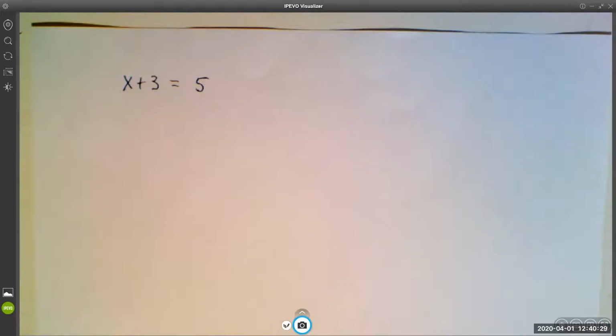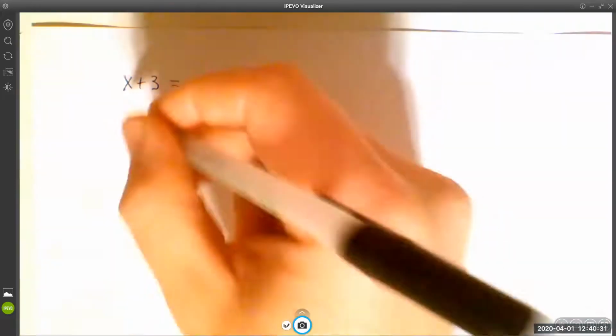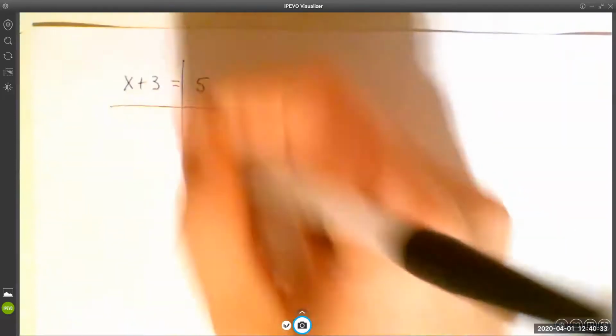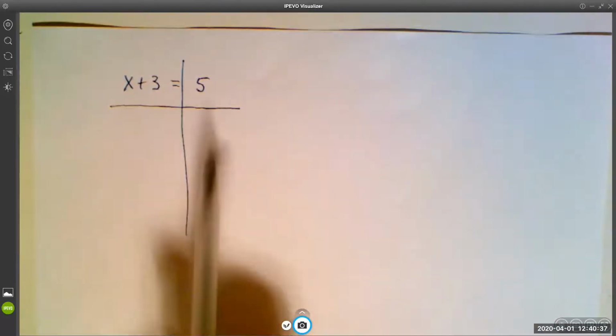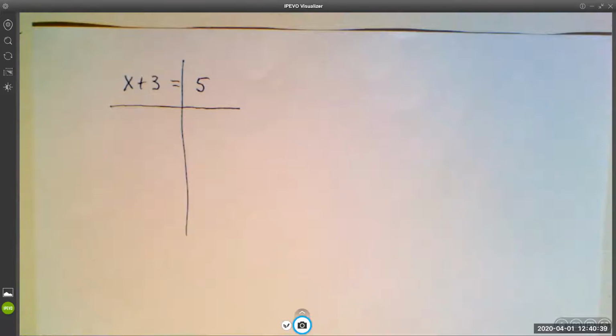Sometimes they use an equal sign, or sometimes they use a little chart like this, and then they'll put the x plus 3 on this side and the 5 on that side. But anyway, go ahead and start off. I'll give you a second, pause the video and go ahead and try to model this equation with your algebra tiles.